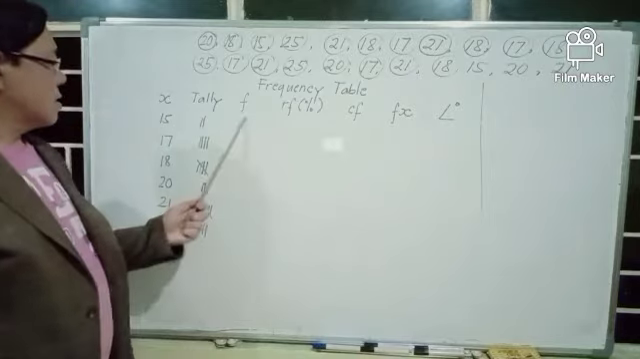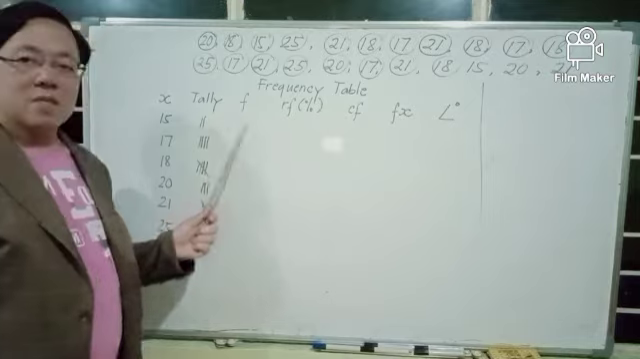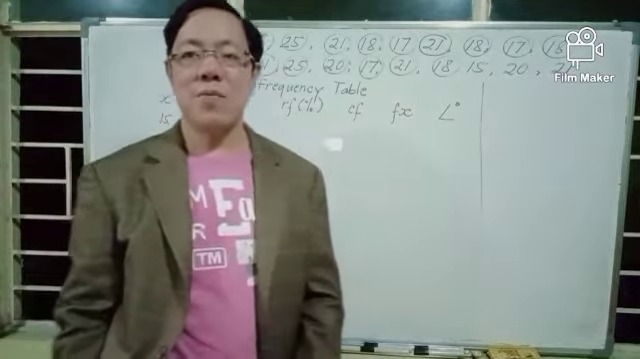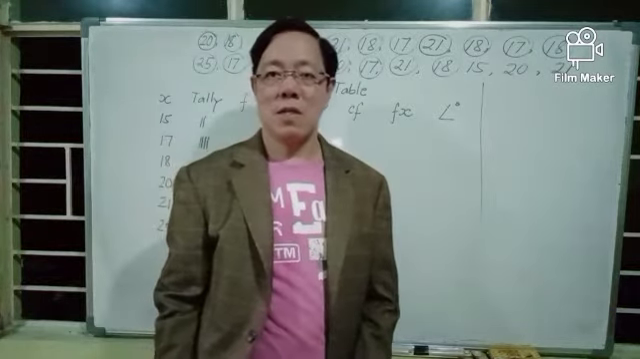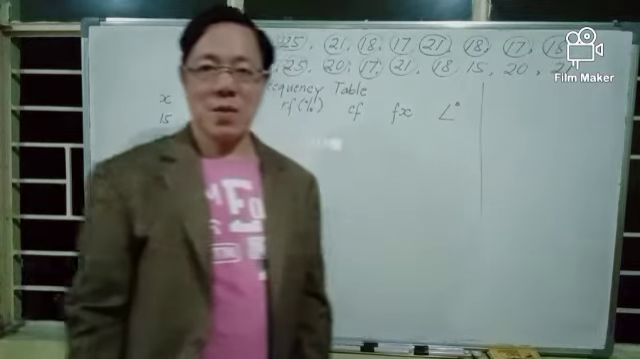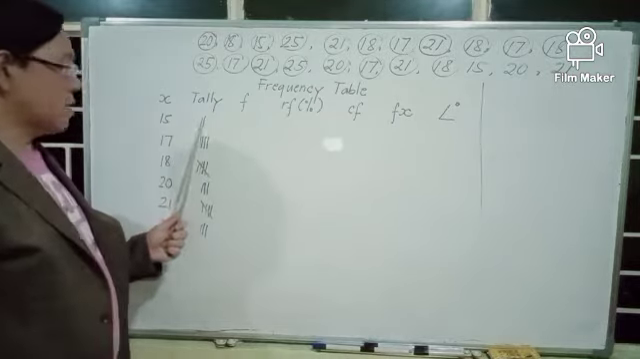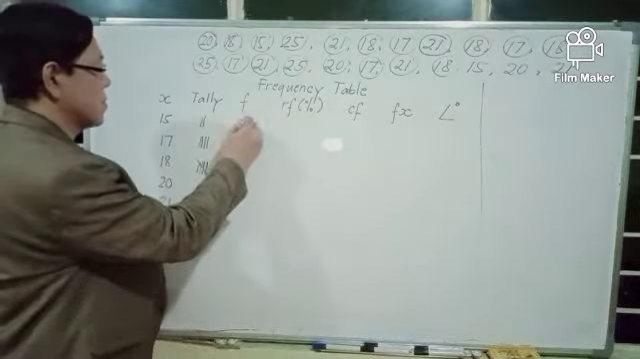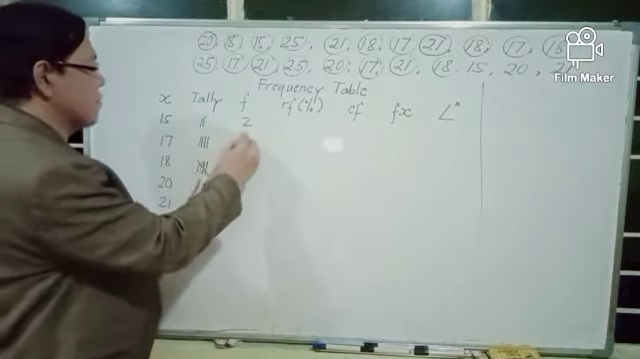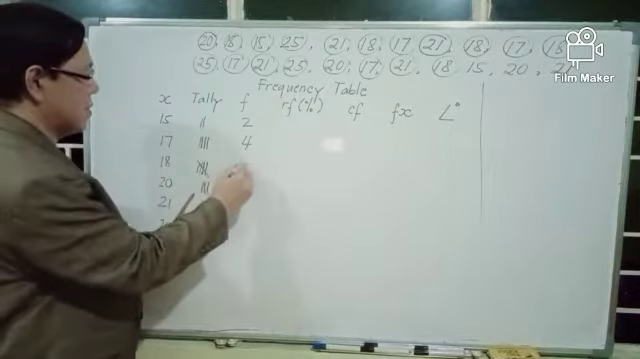Now, the next column denoted by F is the frequency column. F stands for frequency. And frequency indicates the number of times that a given score appears in the set of data or in the distribution of scores. 15 has a frequency of 2, corresponding to the tally of 2. We count the tally for the frequency. 17 has a frequency of 4. 18 has a frequency of 5.